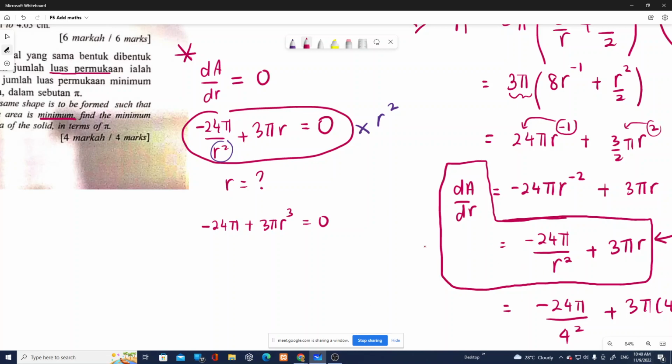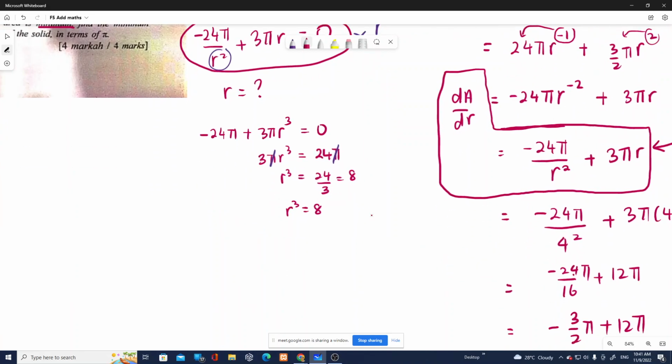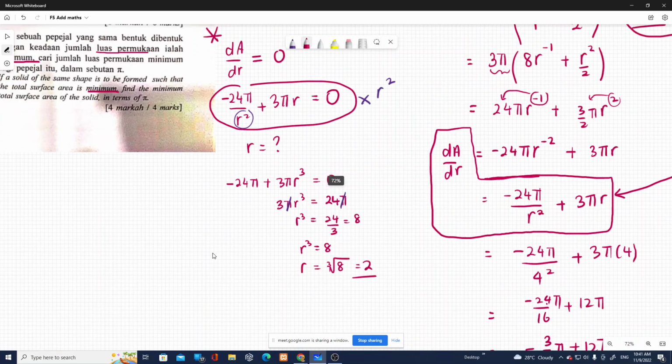Okay. Understand? Now, 3 pi R cube is equals to, you move your negative 24 to the right hand side, become positive 24 pi. Pi boleh potong. So, R kuasa 3 bersamaan dengan 24 bahagi 3. You get 8. So, R kuasa 3 ialah 8. Maka punca kuasa 3, 8. Cube root of 8. You get 2 lah. So, the radius is 2.